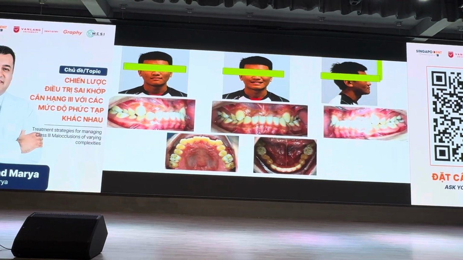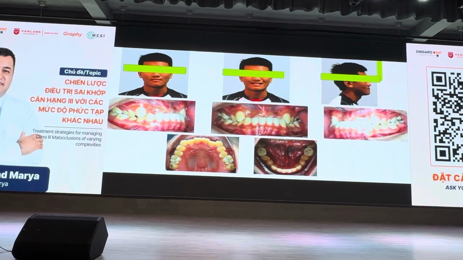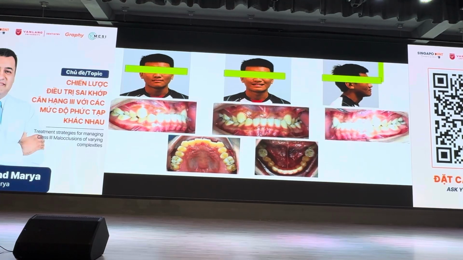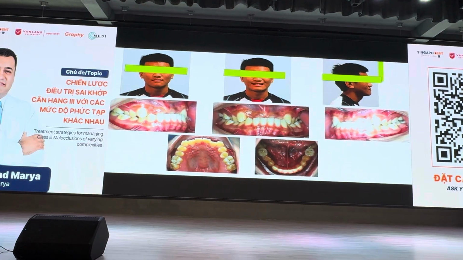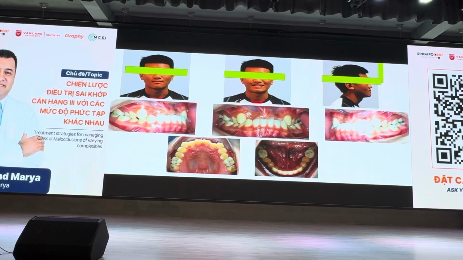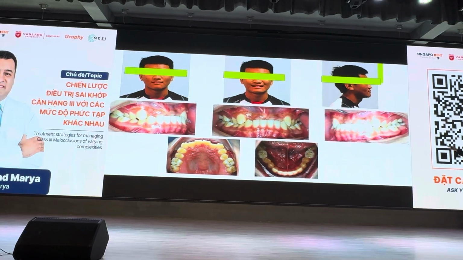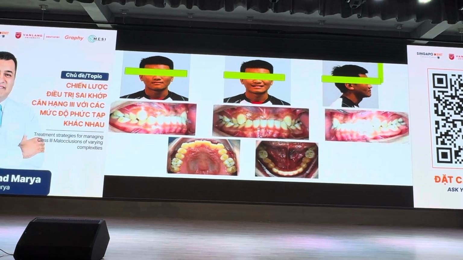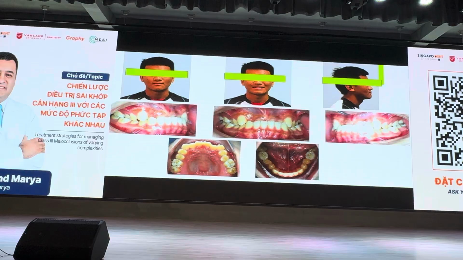So to show you another example again, we have another patient whose soft tissue profile actually didn't look that bad, but he had an anterior crossbite and, as you can see, a deep curve of Spee again. So we were again left with a challenge on how to treat him.